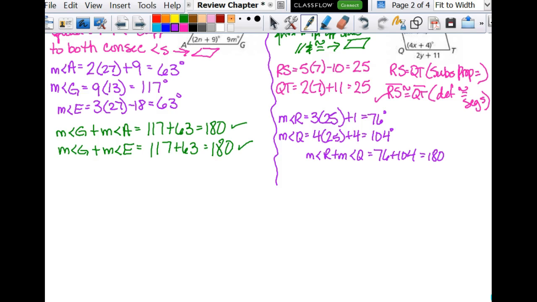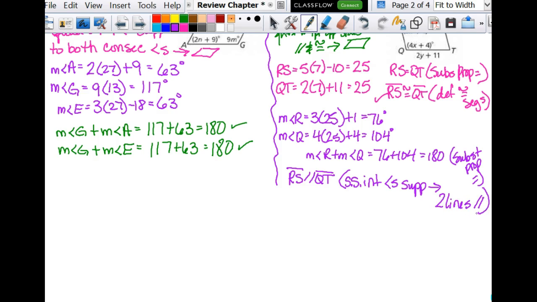And this is by the substitution property of equality. Then I can say that RS is parallel to QT, and my reason is if same side interior angles are supplementary, then two lines are parallel. So, bam, I've shown that opposite sides are parallel and congruent, so I've justified the theorem that I said first up there. Those show problems, there's a lot of writing.